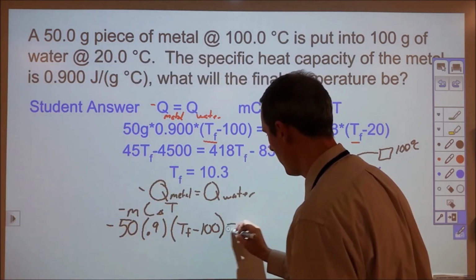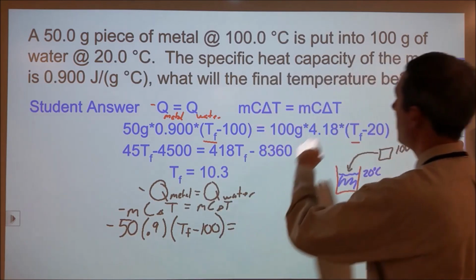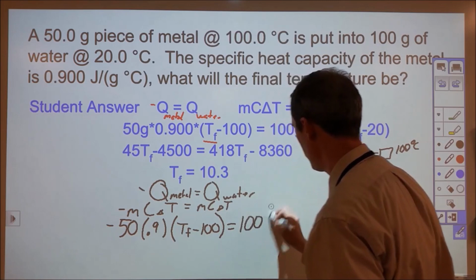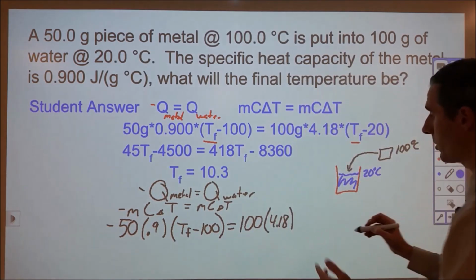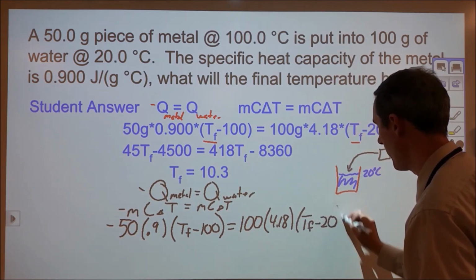Now over here, we have the same thing, but towards the water. So we want the mass of the water, which is 100 grams, specific heat of the water, which is 4.18, times the temperature change of the water, which is going to be the final temperature minus the initial, which is 20.